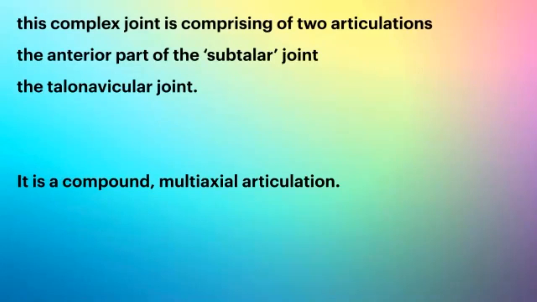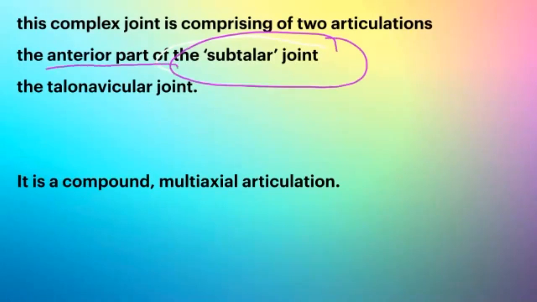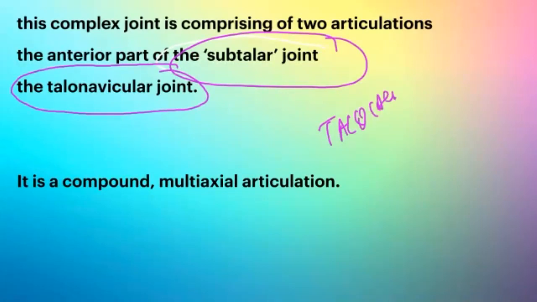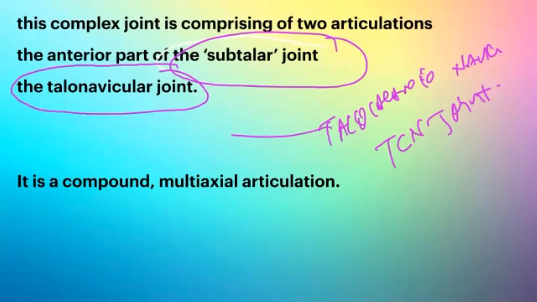So the complex joint is comprising of two articulations. Anterior part of the subtalar joint, and the talonavicular joint. So when we say talocalcaneonavicular joint or TCN joint, it is comprising of two joints, subtalar joint and talocalcaneonavicular joint or talonavicular joint.